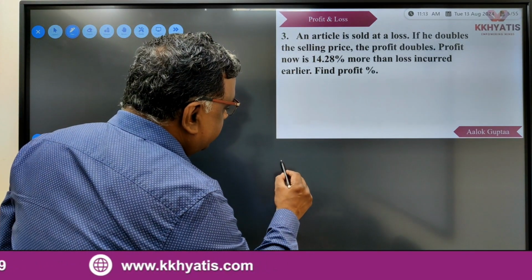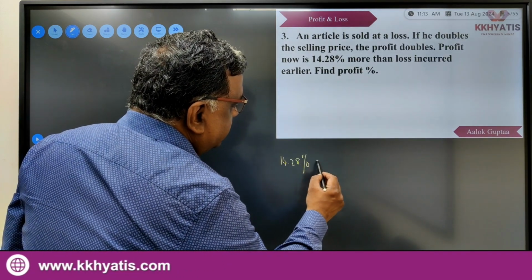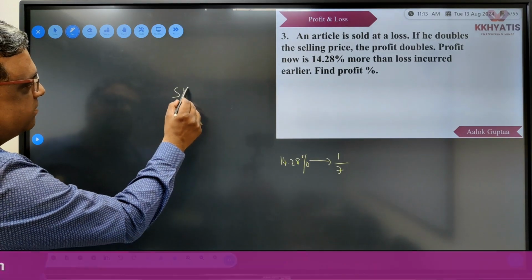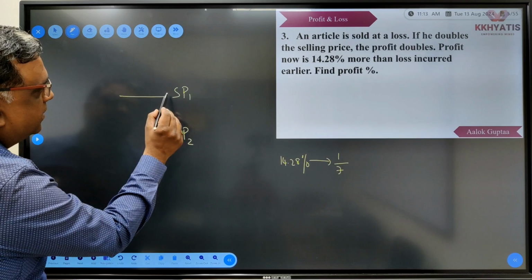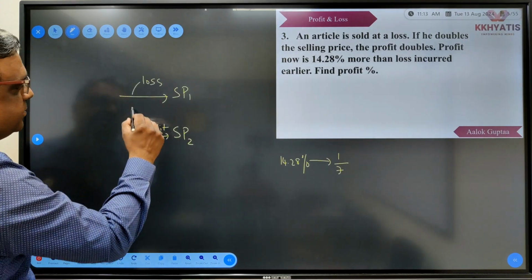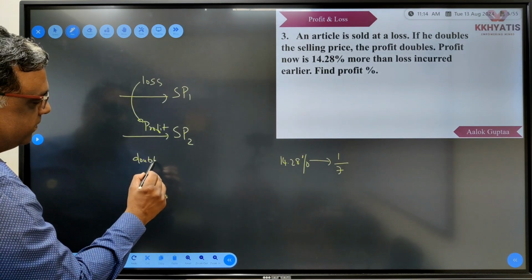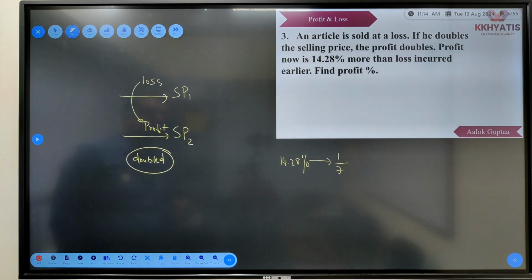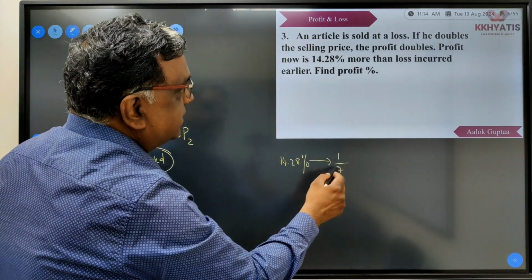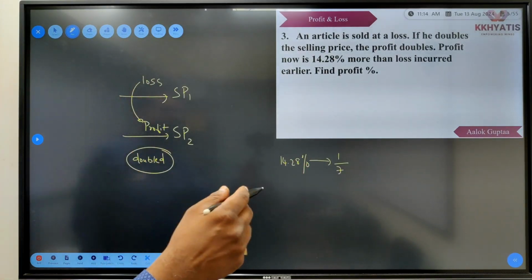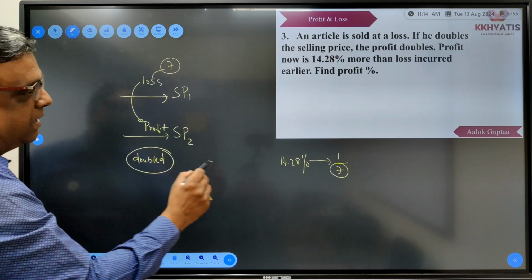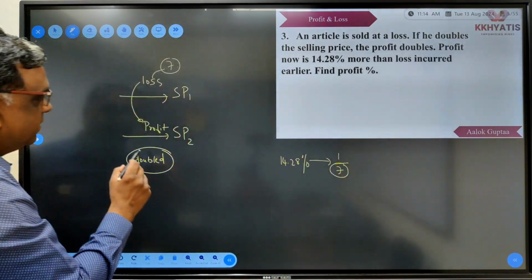So let us try to do one thing. When I say 14.28%, I know it corresponds to 1 by 7. Correct? Now what they are saying is, earlier there is a selling price SP1 and there is a selling price SP2. So here there is a loss and here there is a profit, and the difference between these two is that it has doubled. The loss incurred earlier is 1 by 7. The profit now is 14.28% more than the loss incurred earlier. So if my loss here was 7, my profit here is 1 more, which means 7 plus 1, 8. So my profit here is 8.